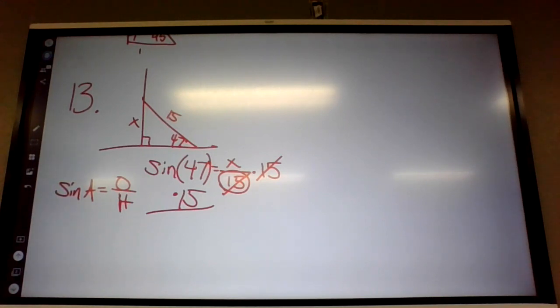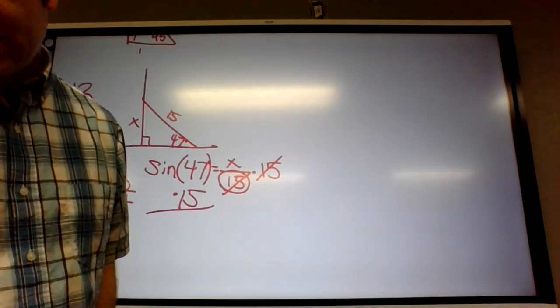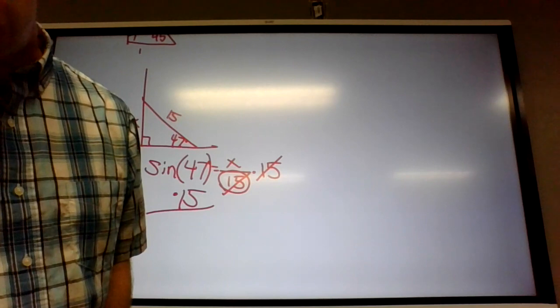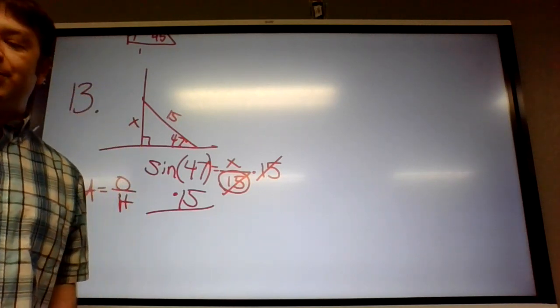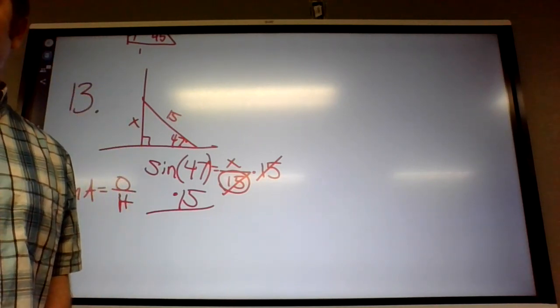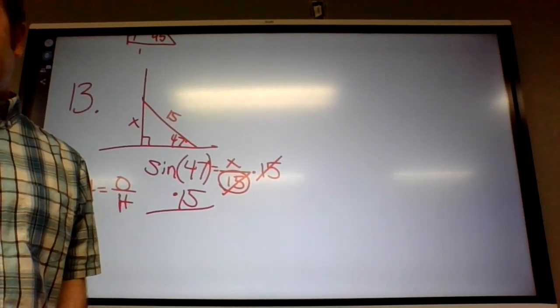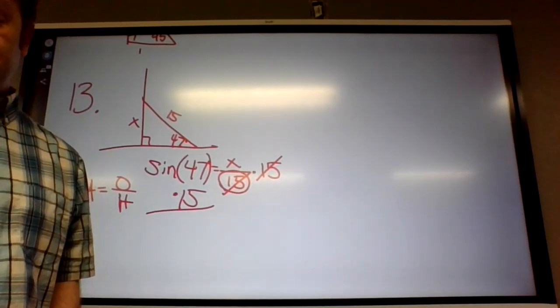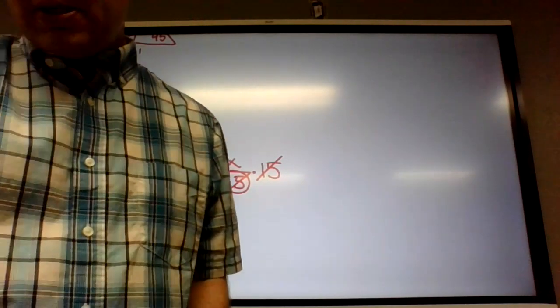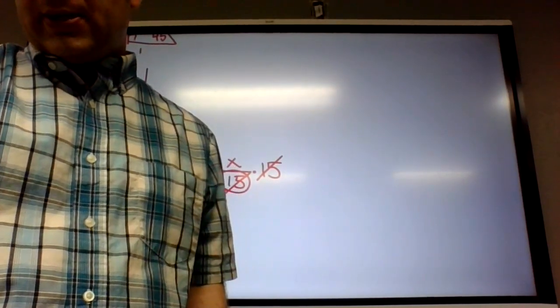Probably still rounding to the 10th place, I guess. Use trig ratios to round lengths to the nearest unit. Okay, never mind. It says nearest unit, which means the ones place. So your answer could be like 7, 8, 9, 10, 11, something along those lines. Okay.